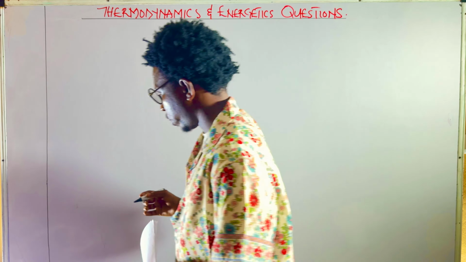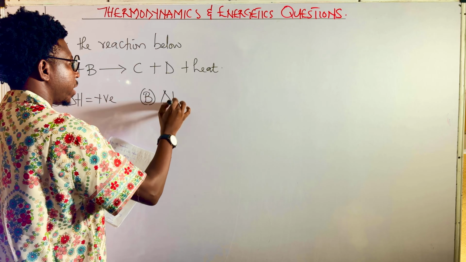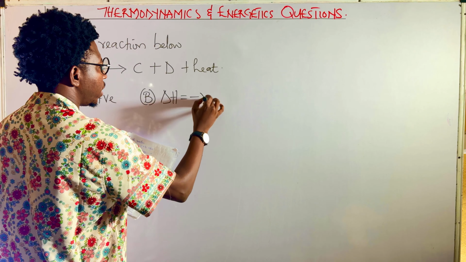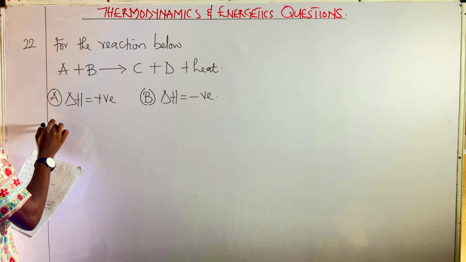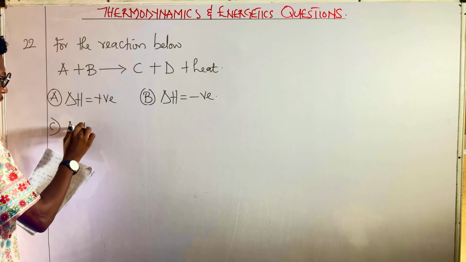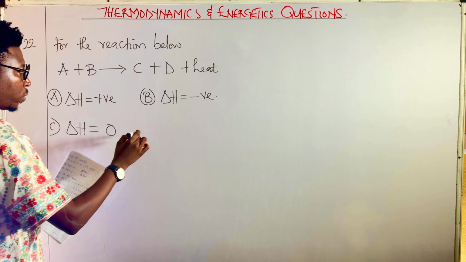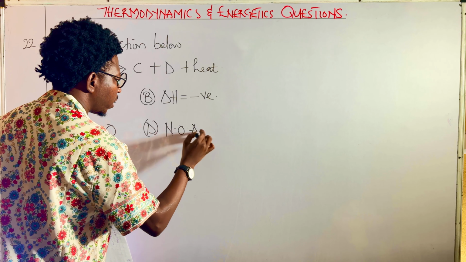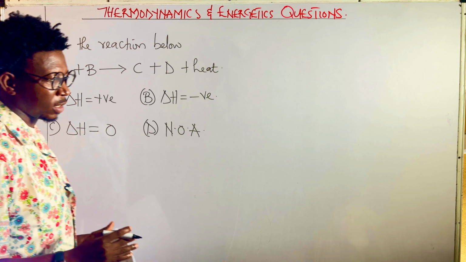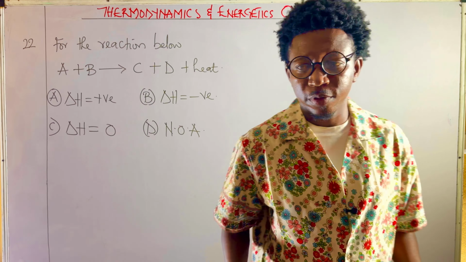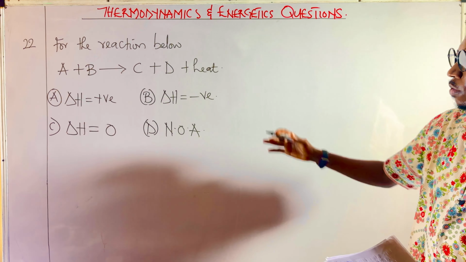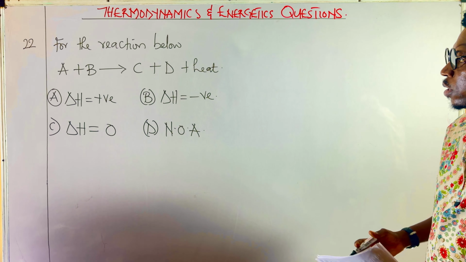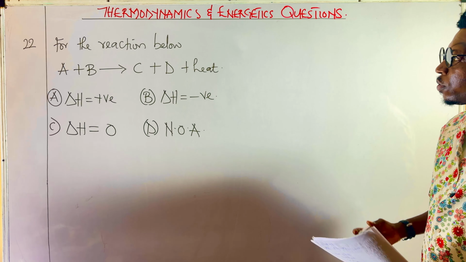Option A, delta H equals positive. Option B, delta H equals negative. Option C, delta H equals 0. Then option D, none of the above. Now, this is a quite tricky question, but it's very easy. We're given a reaction and asked what is the delta H of the reaction.